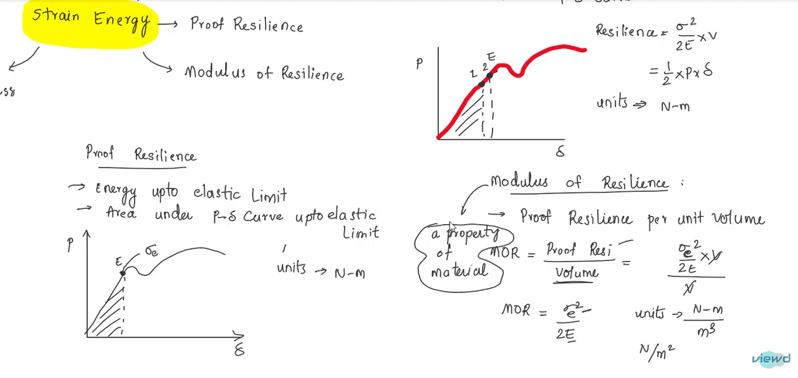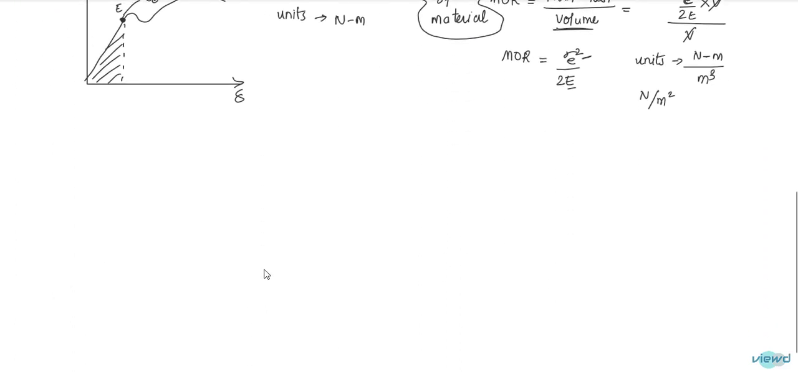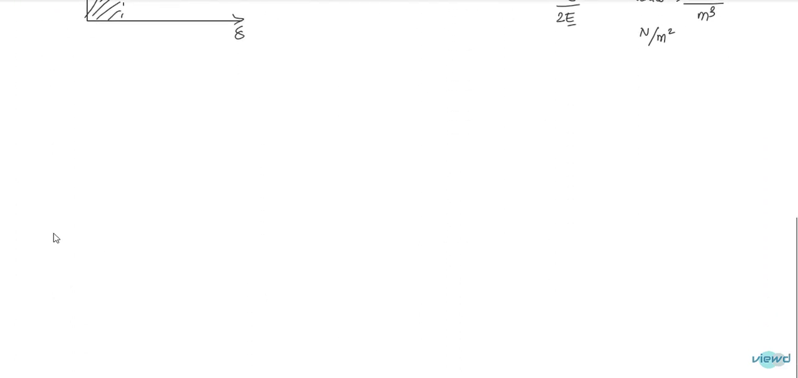So this is about resilience and modulus of resilience. Now toughness and modulus of toughness. Let us see that. Toughness is nothing but, resilience means energy absorbed up to elastic limit, and toughness means energy up to the fracture or rupture point.